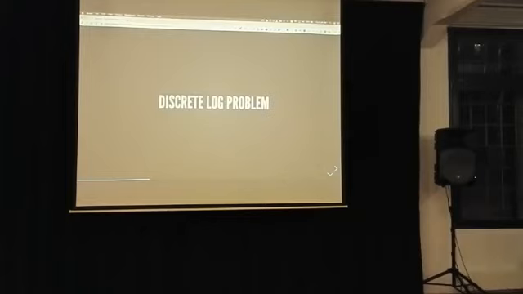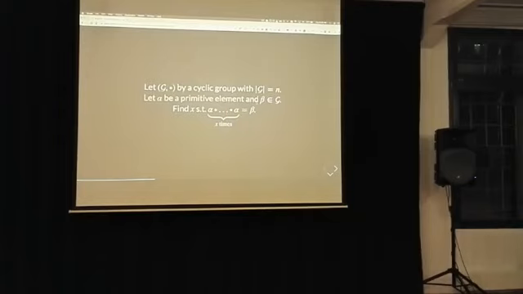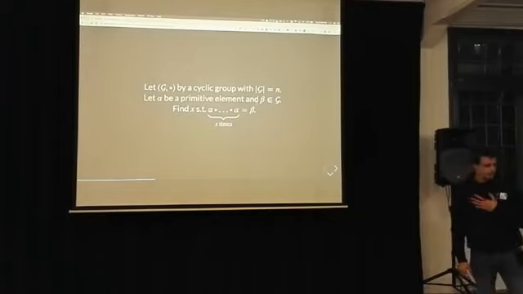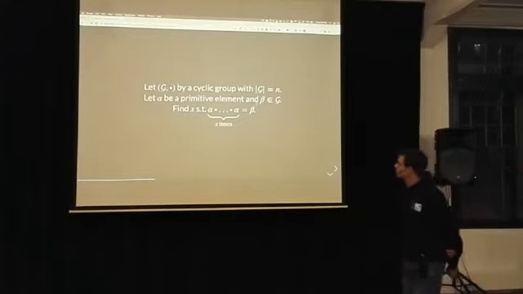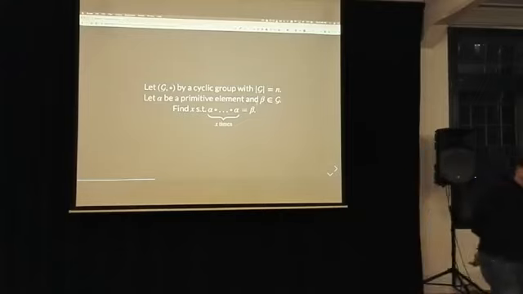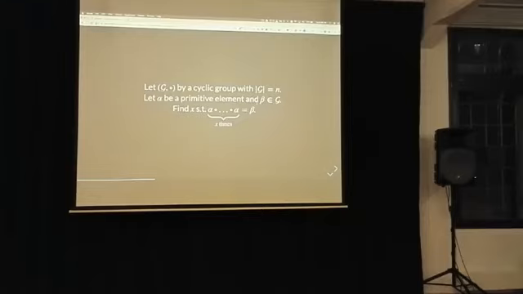So let's look at another trapdoor function, the discrete log problem. Let G donut be a cyclic group, that's just what I'm going to call the operation donut, with n the order of the group. And let alpha be a primitive element, which is just a fancy way of saying a generator, and beta be an element of the group. Then the discrete log problem says: find x such that alpha multiplied x times together is equal to beta. So alpha here is public, beta here is public, x is private.